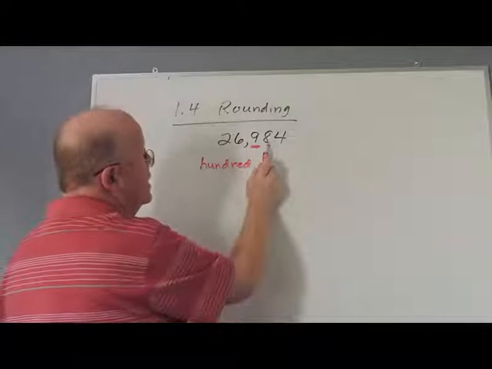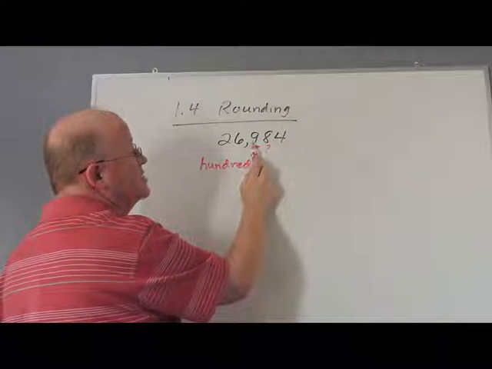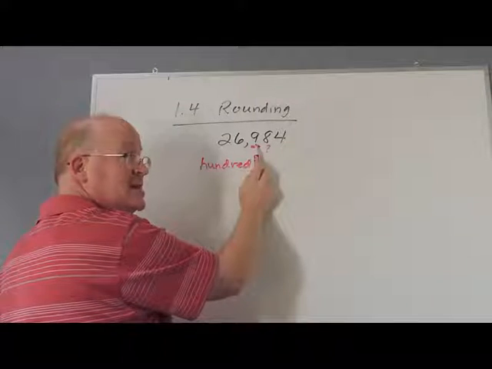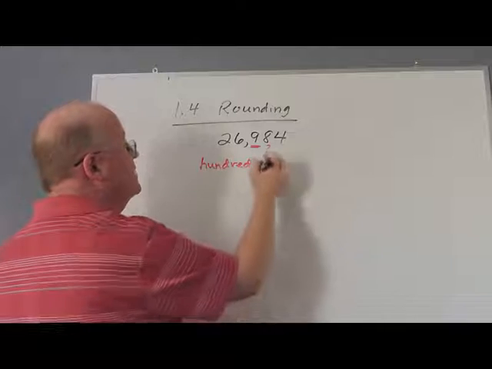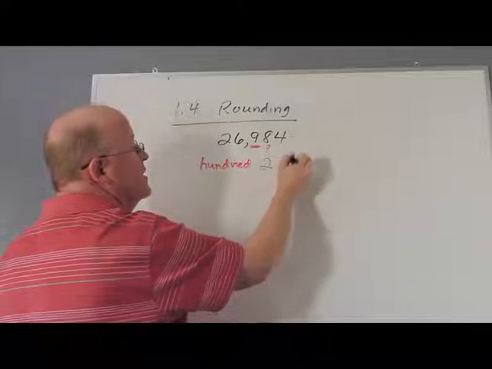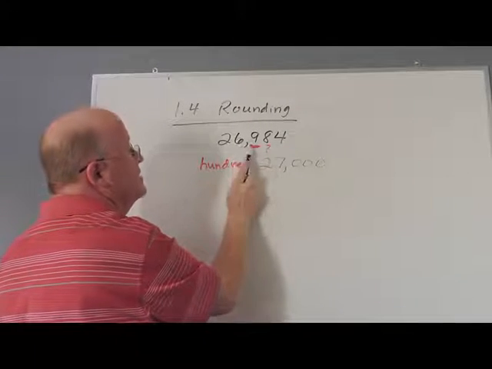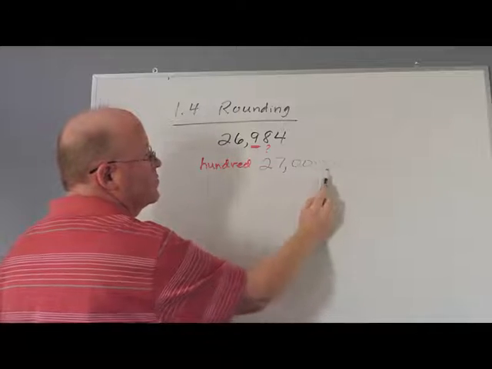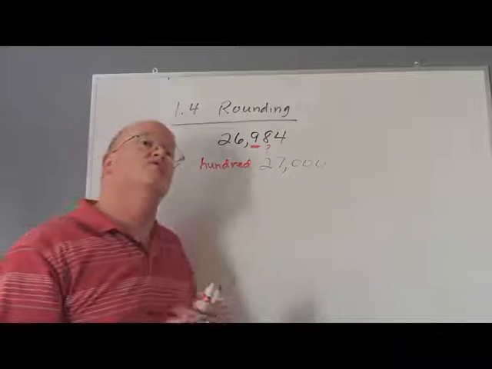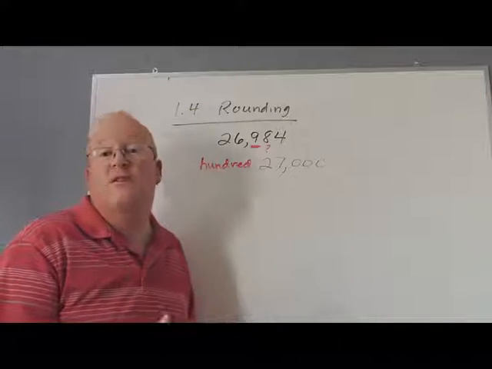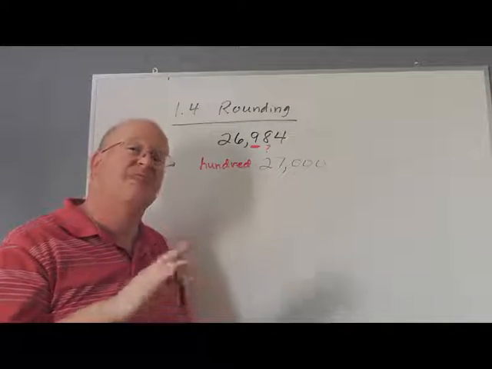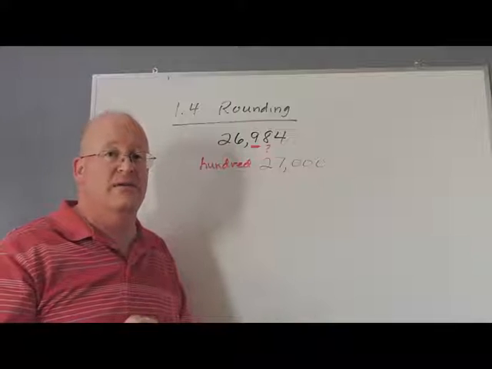Well, when I round up, that means take this 9 and change it to a 10. But changing that to 10 means, uh-oh, I've got to carry over here. And so I'm going to end up having 27,000. Notice that 9 became a 10, which was our 0 here, and all the rest were zeros. So even though I was rounding to the nearest 100, I also ended up rounding to the nearest 1,000 at the same time. And that's one of those tricky things that you've got to be careful of.